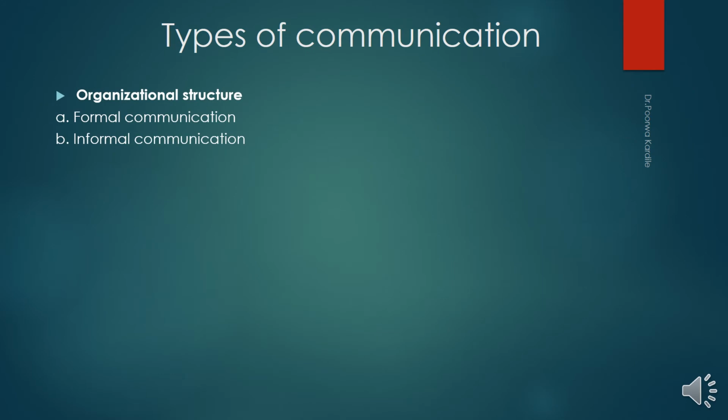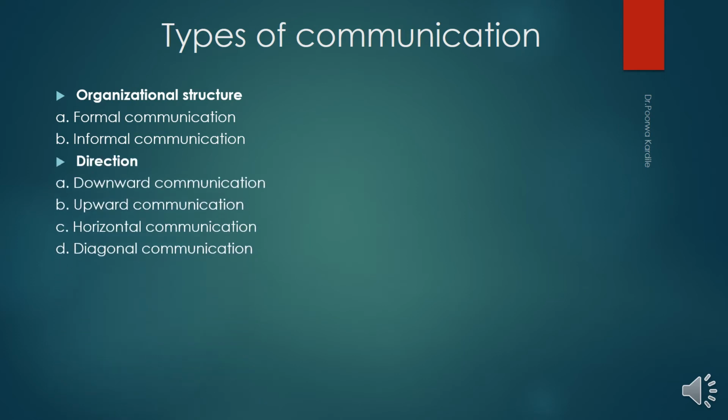Types of communication according to organizational structure: we have formal and informal communication. Formal communication is the flow of information through formally established channels in an organization. This type of communication can be oral or written. Informal communication refers to communication on the basis of personal relationships. It is a type of communication which is unstructured, unofficial, and unplanned.